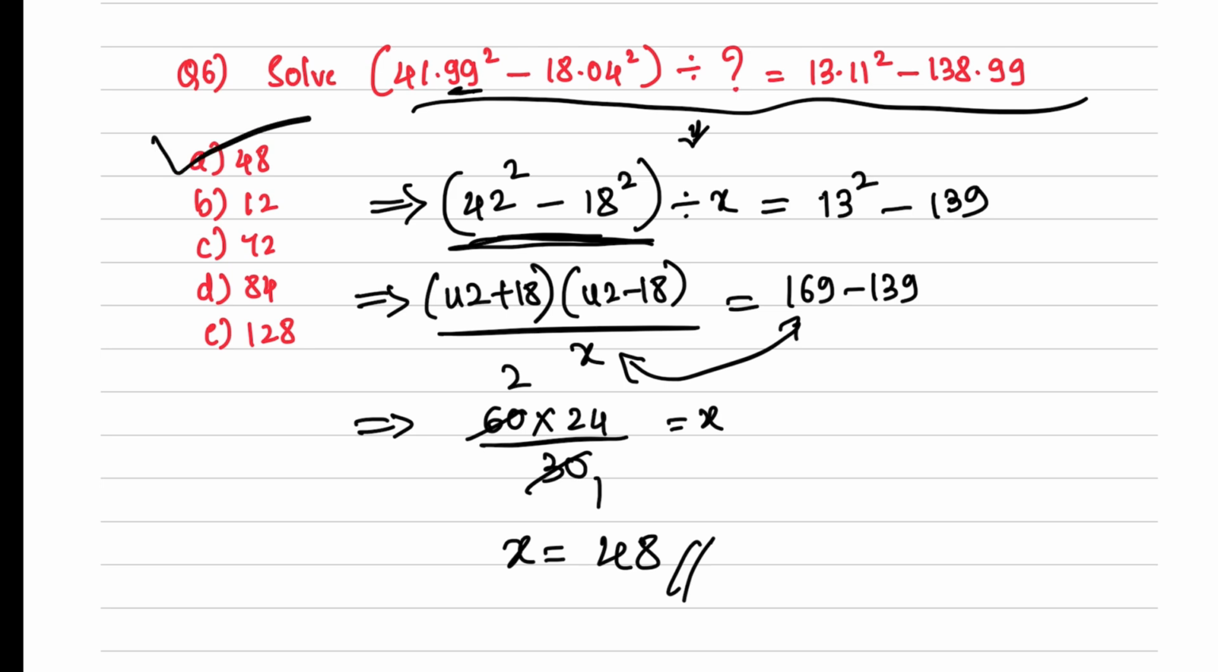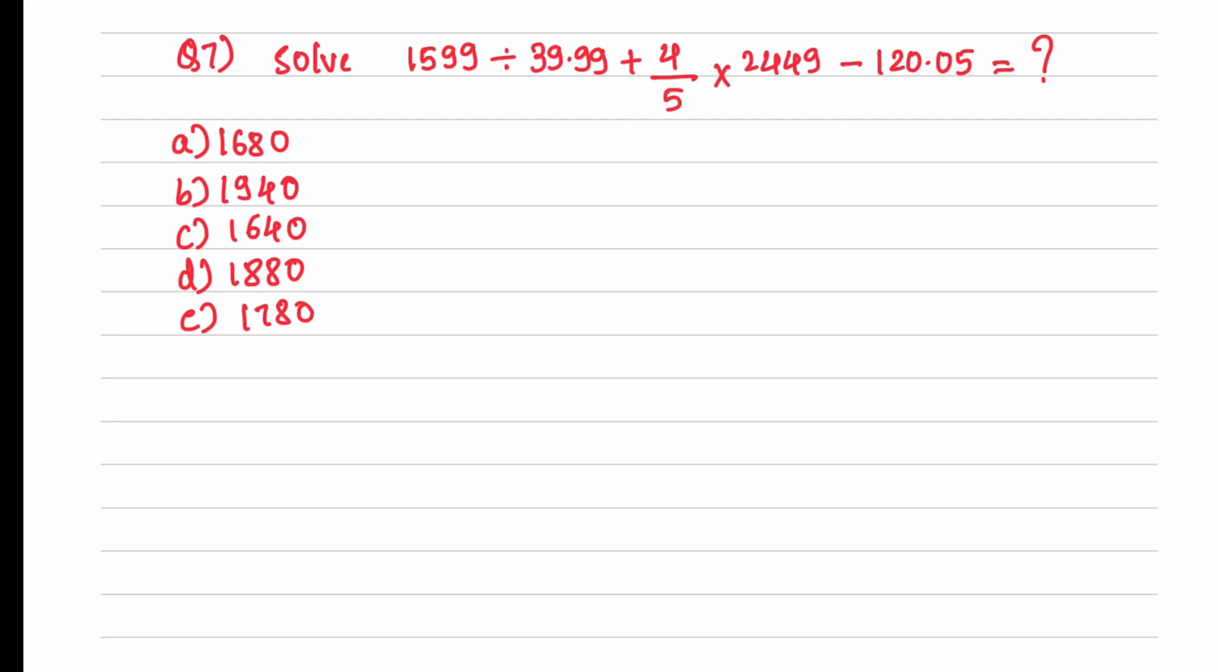So before solving any questions, first try to see the options, because if it contains decimals, then you have to solve with the decimals. Otherwise, if options are not containing any decimal, then you can round off the values and try to find the answer. See the next question. We have to solve this, and again if you see the options, there are no decimals here. Then what we should do? We should round off the values.